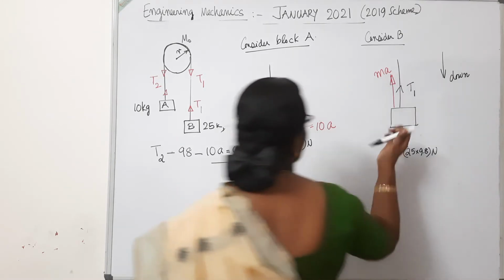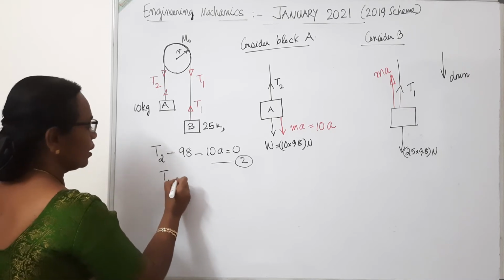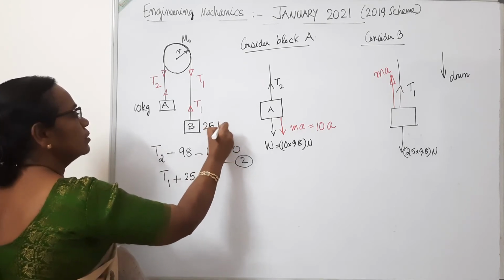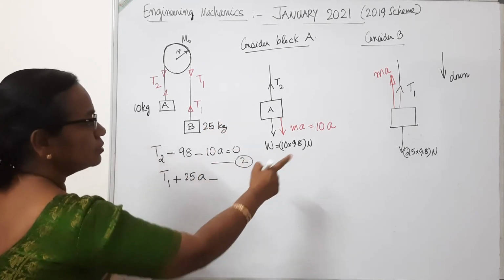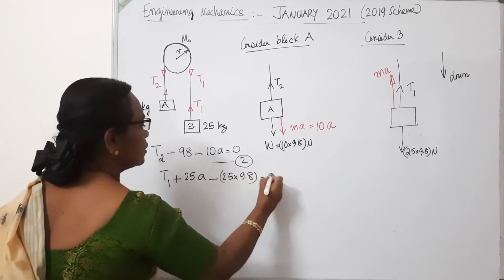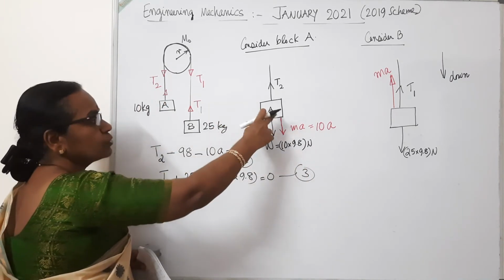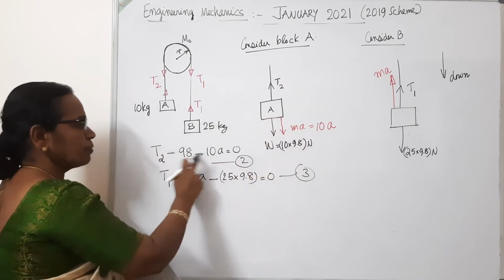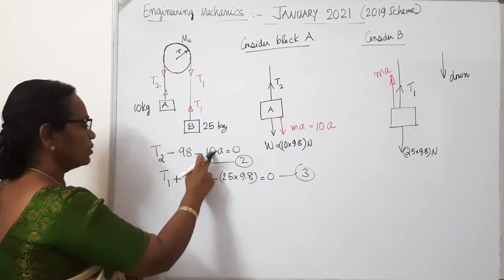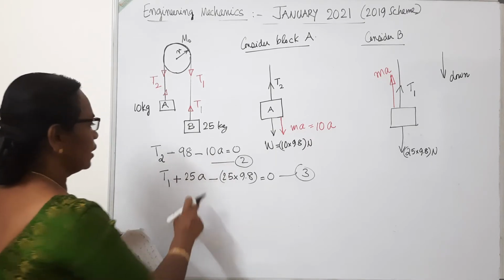Write down the equation of equilibrium for this mass. T1 plus MA, M is 25, so T1 plus 25A minus 25 into 9.8 is equal to 0. That is equation 3. So consider the motion, apply the inertia force opposite to the direction of motion, and consider the vertical equilibrium equation. Similarly, there also T1 plus 25A minus this is equal to 0. Here also we have A, T2, T1.